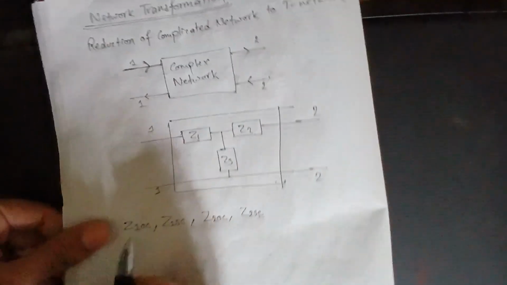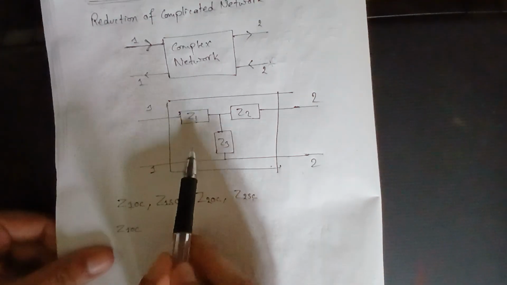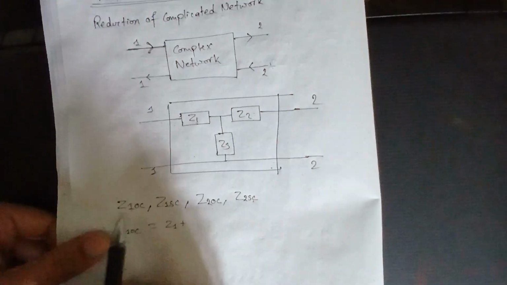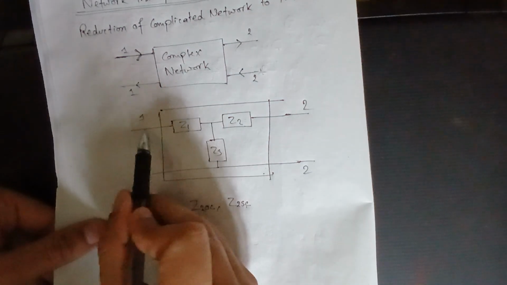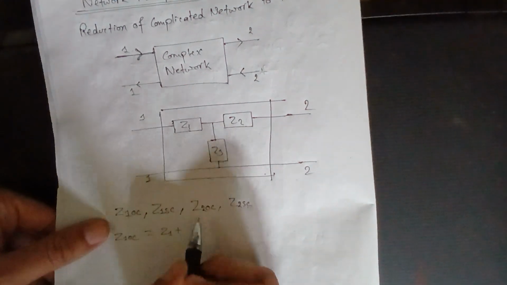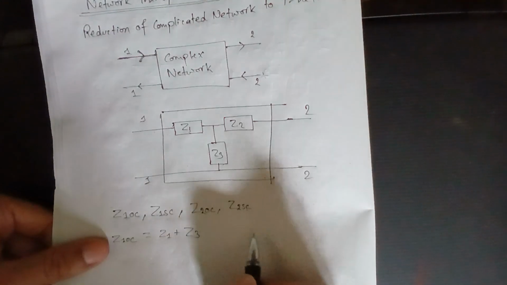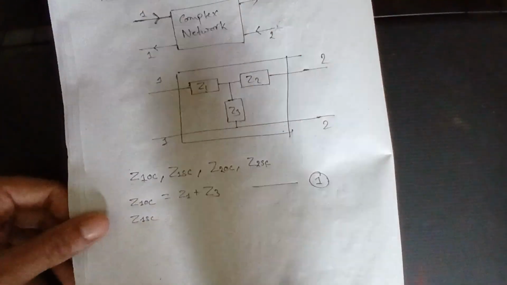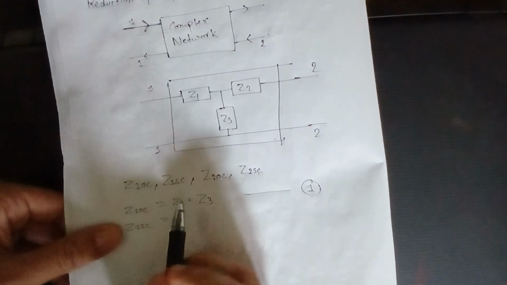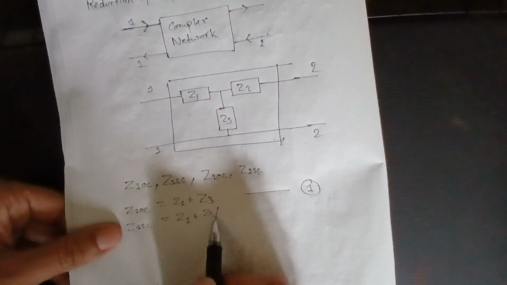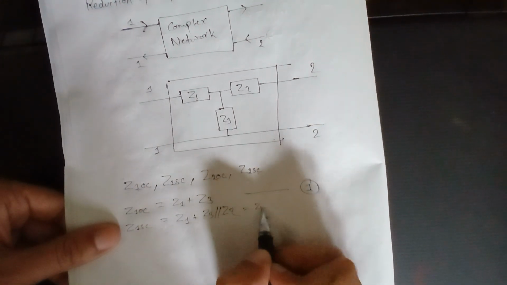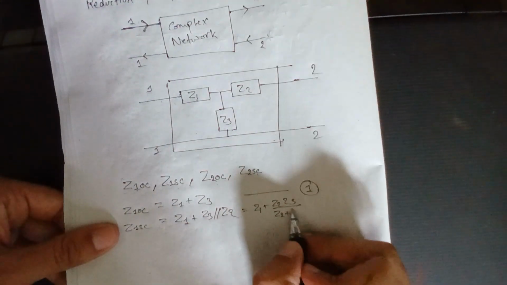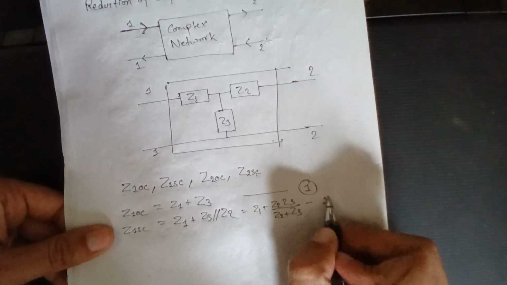The theoretical value of Z1OC in this network is simply Z1 plus Z3: since the terminal 2 is open, the current will pass through 1 to Z1 to Z3 and back to 1. So the total impedance will be just Z1 plus Z3, and we'll write this as equation 1. And Z1SC, when 2 is short circuited, the total equivalent impedance will be Z1 plus Z3 parallel to Z2, which is Z1 plus Z2Z3 divided by Z2 plus Z3. This is equation 2.